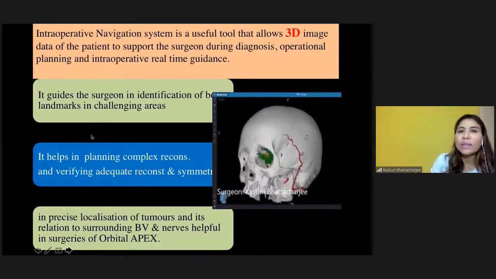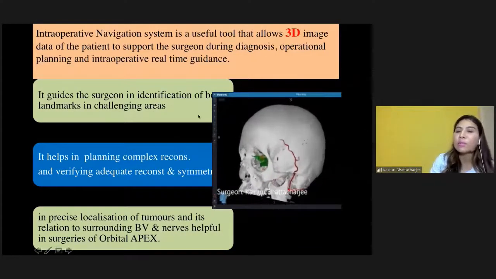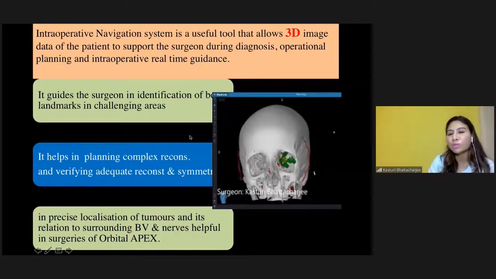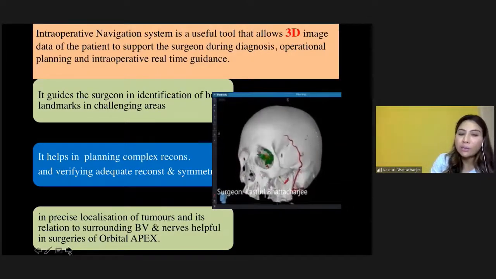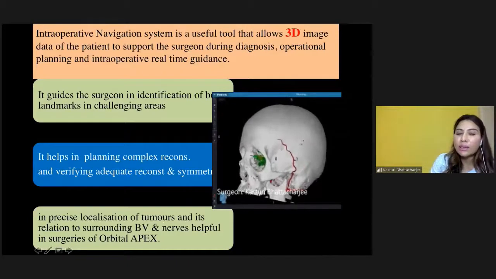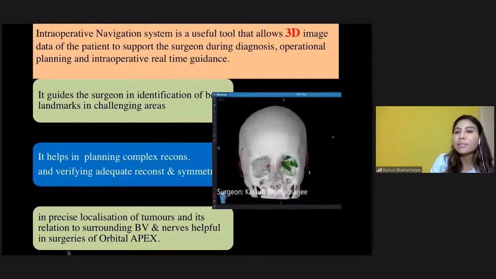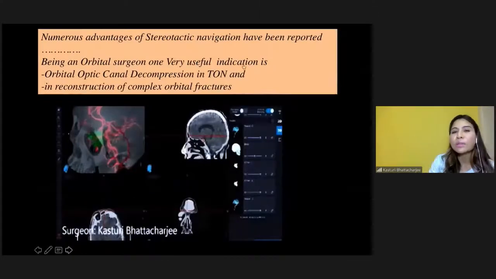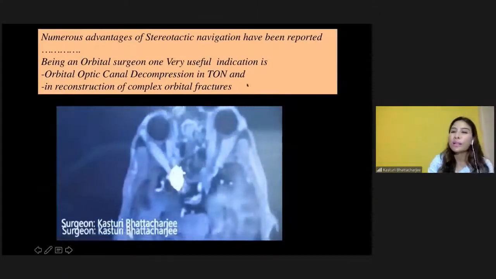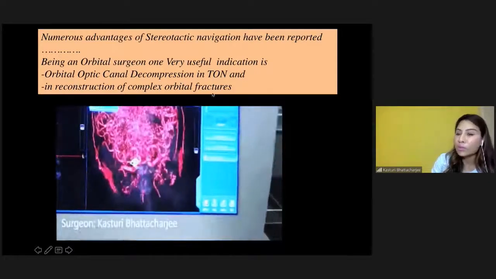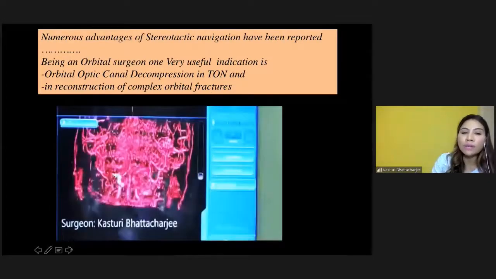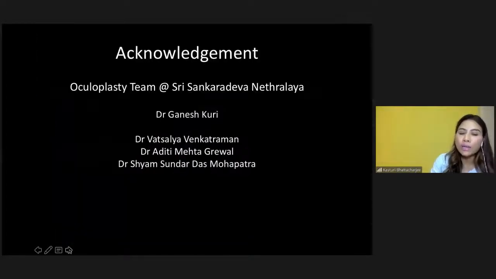So I feel that the navigation system that we are using for routine operation for traumatic optic neuropathy and for complex surgery is really helping us, especially to localize any lesion within the apex, the blood vessels. And I also feel that it is one of the most useful technological advances for reconstruction of complex orbital fractures, because we can do mirroring, we can find out the volume, and also use it for optic canal decompression.